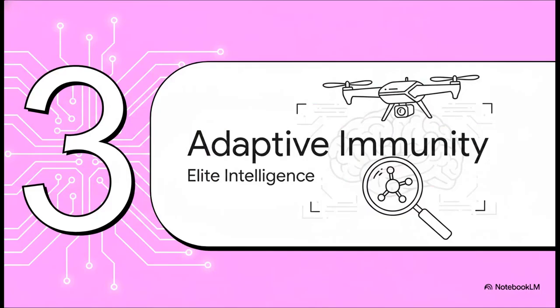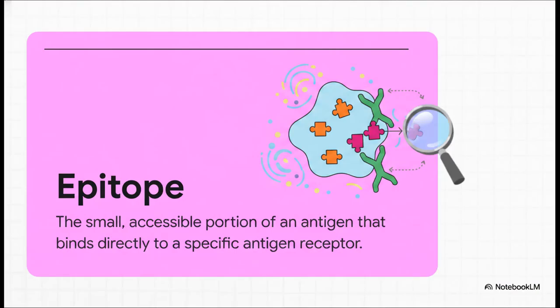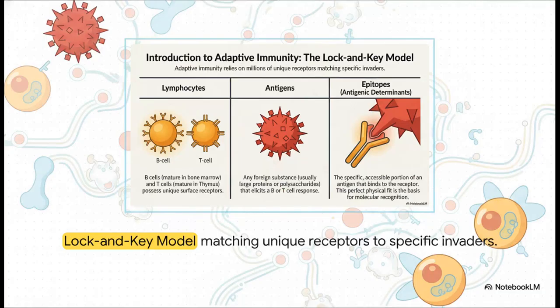Section 3. Adaptive immunity and specific recognition, espionage and elite intelligence. To understand the elite forces, we really have to define their primary target. An epitope is the small, accessible portion of an antigen, which is basically any foreign substance that binds directly to a specific antigen receptor. This is the absolutely crucial molecular puzzle piece that our elite lymphocytes are trained to hunt down and identify. And this all relies on a strict lock-and-key model.